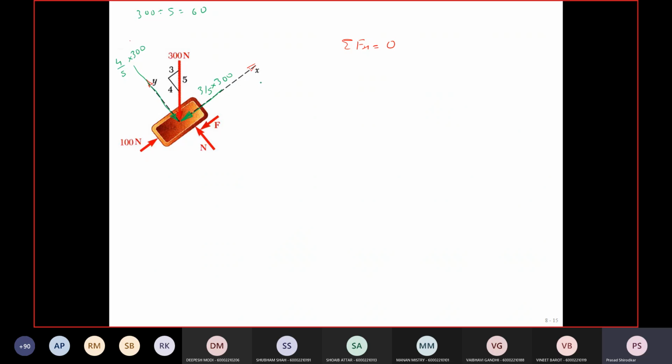What next? The applied force is up the inclined plane. So the frictional force, I have assumed, is in the downward direction. Now I write the equation of motion. Summation Fx equal to 0: 100 minus 3 by 5 times 300 minus f is equal to 0, and summation Fy equal to 0: N minus 4 by 5 into 300 is equal to 0.